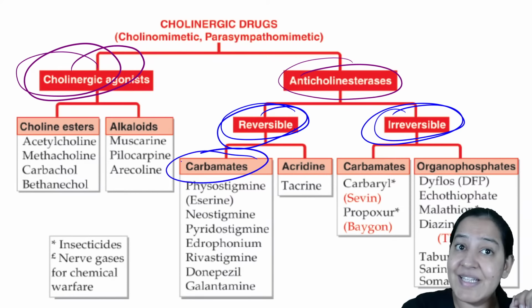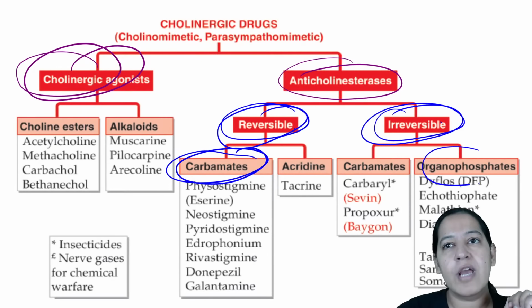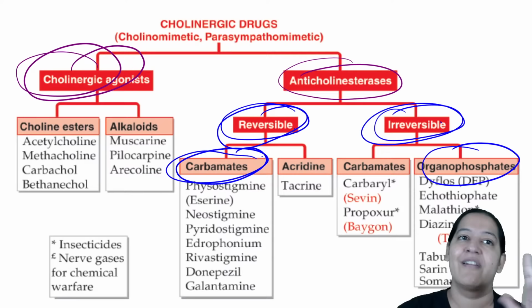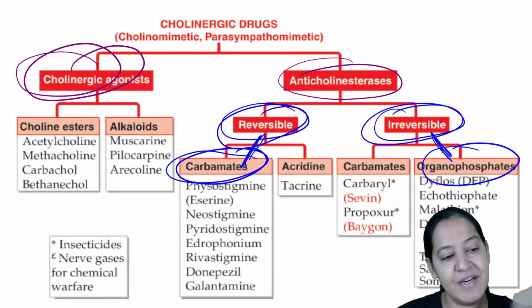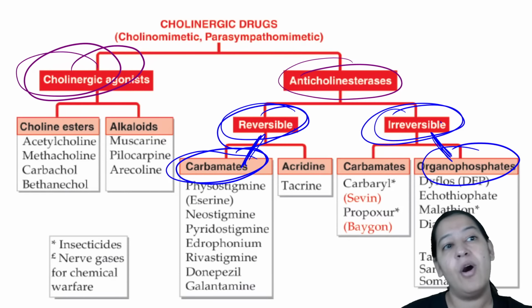Reversible includes carbamates and irreversible includes organophosphates. Please learn it. Reversible includes carbamates and irreversible includes organophosphates. Both of them inhibit the enzyme, but whether reversibly or irreversibly.